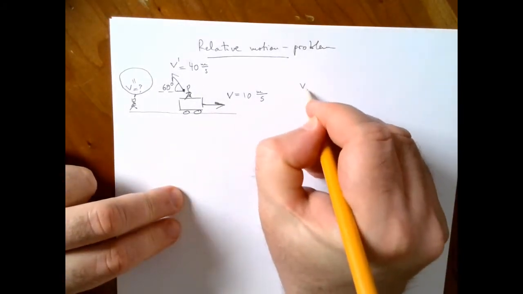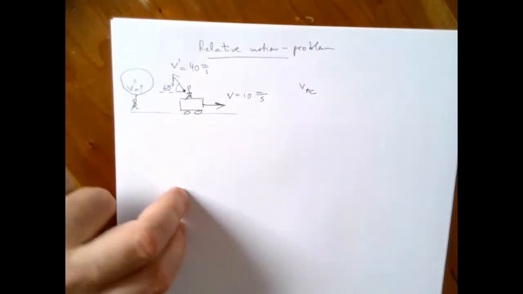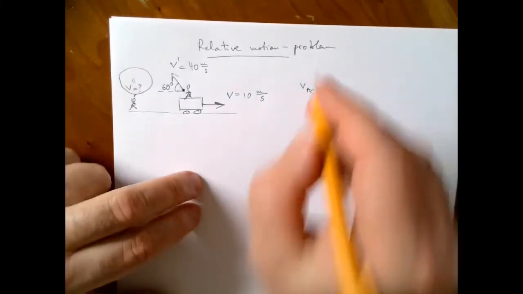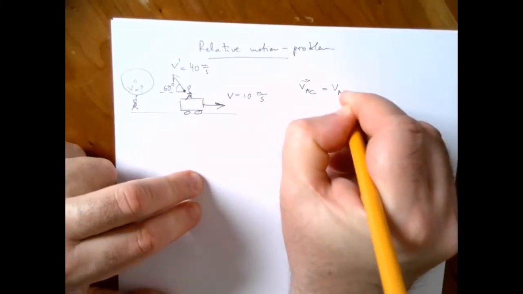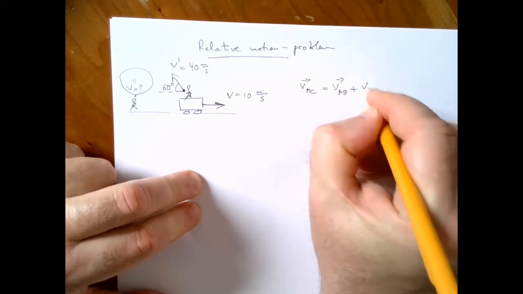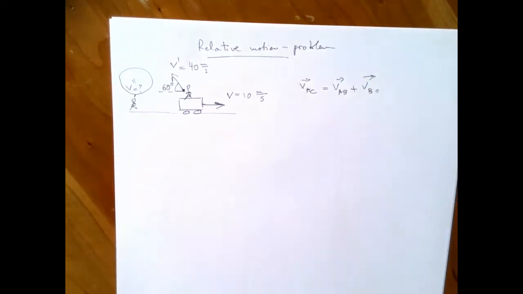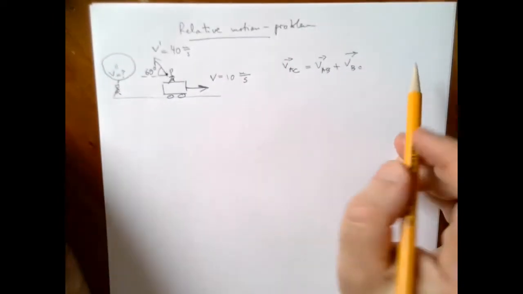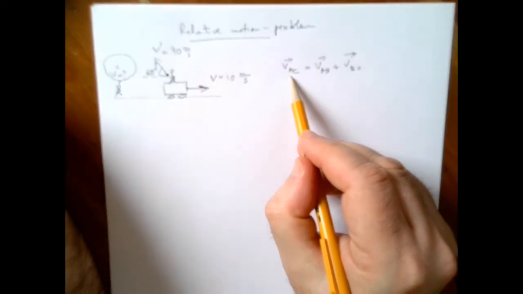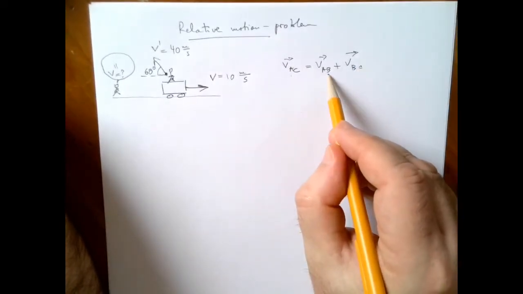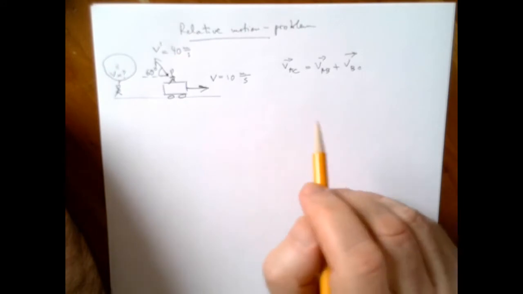We recall our equation. VAC is equal to VAB plus VBC, which reads as velocity of A with respect to C is velocity of A with respect to B plus velocity of B with respect to C.